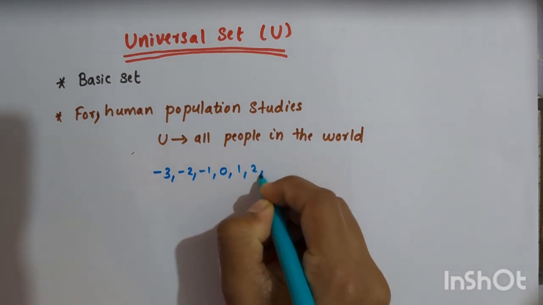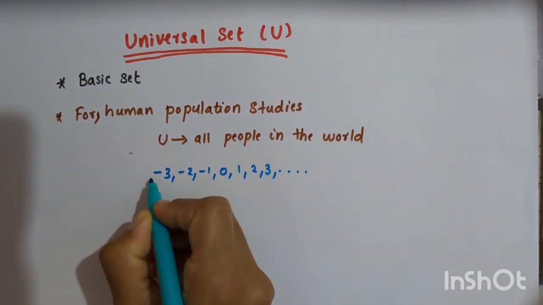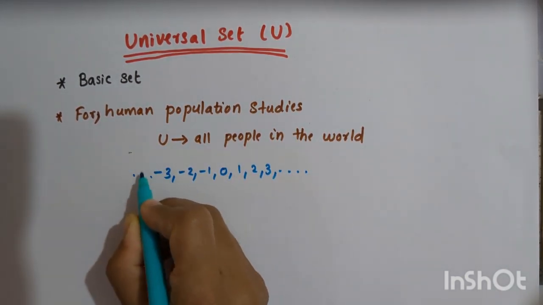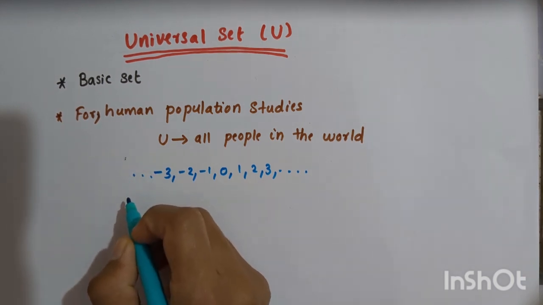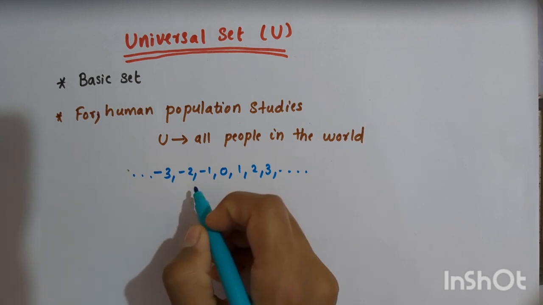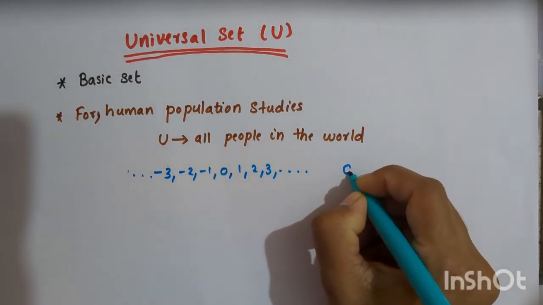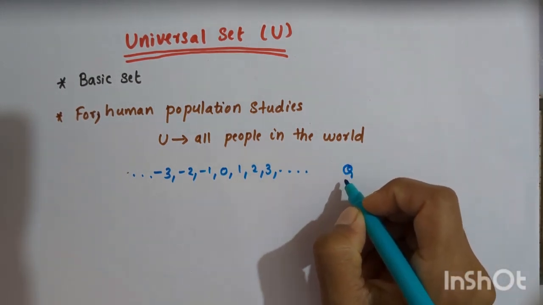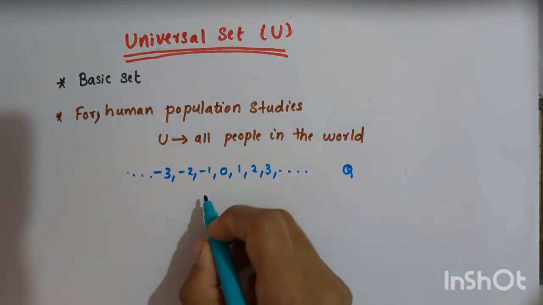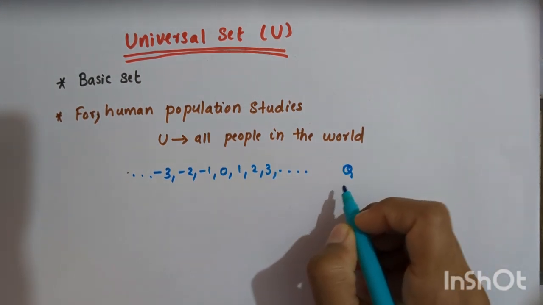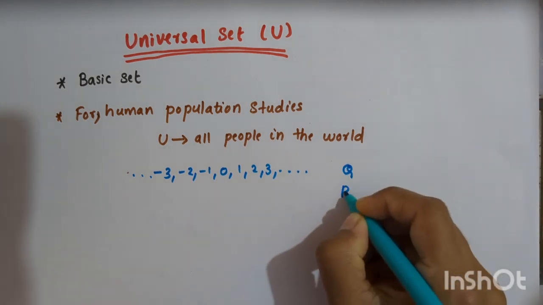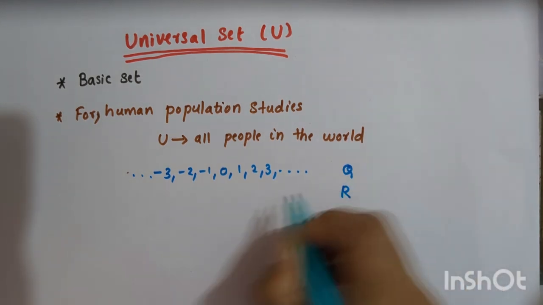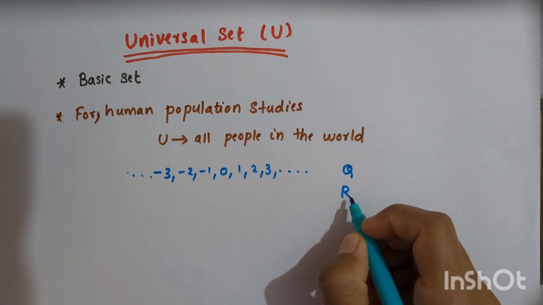Now while we are studying integers, we can have numbers -3, -2, -1, 0, 1, 2, 3, etc. to the right side, and to the left side as well, because here we can have -4, -5, -6, etc. So while we are studying integers, the basic set can be the set of rational numbers Q, because all the integers are there in Q. So Q is the universal set for this context. Or you can take the set of real numbers as the universal set, because all the integers are present in the real numbers as well.